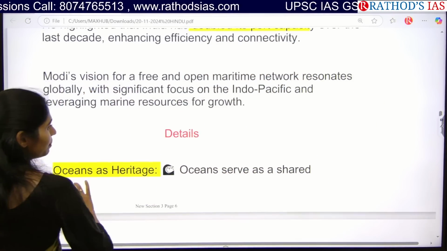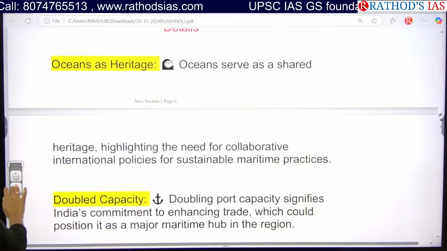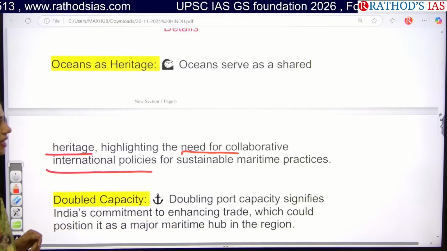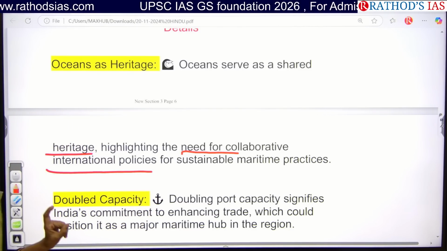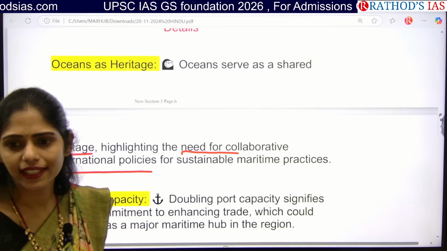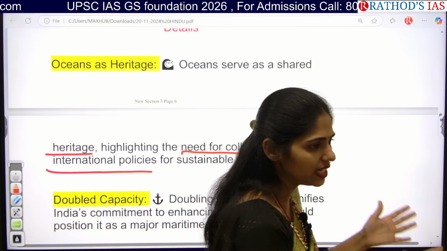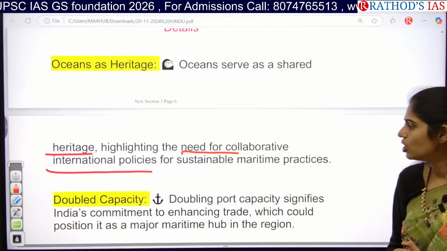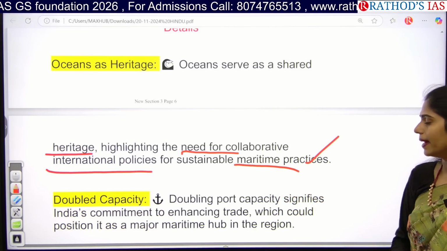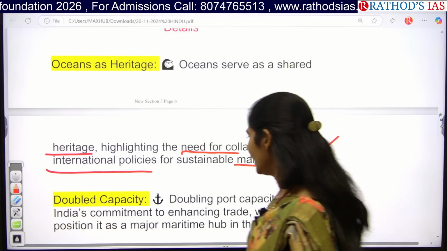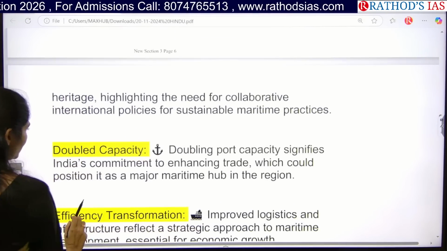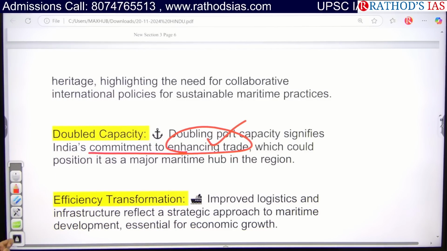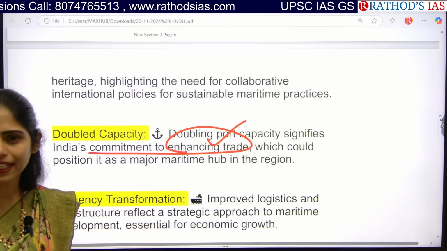So let us see the important points here. Oceans serve as a shared heritage and we need to collaborate on international policies. If you want to ensure sustainable maritime practices, obviously we need international cooperation. For example, if there is any country sharing a boundary, we need proper collaboration with that country so that we can ensure sustainable maritime practices in that region. And next, doubling of the port capacity signifies that we are focusing on enhancing trade and India will soon become a maritime hub.